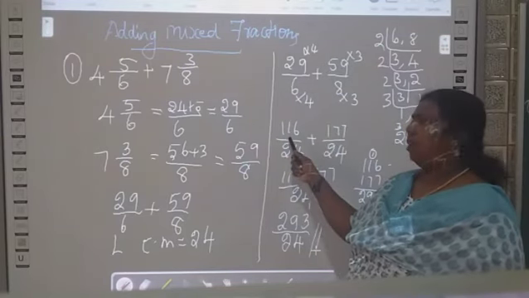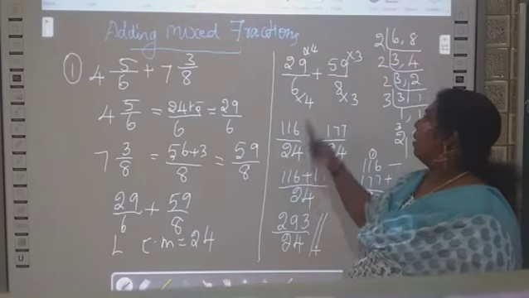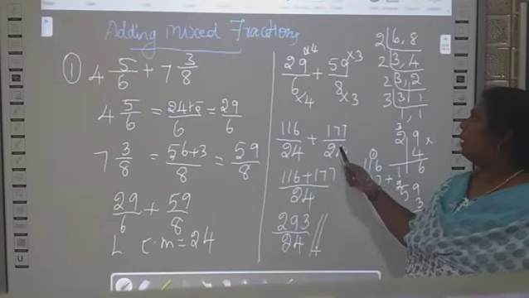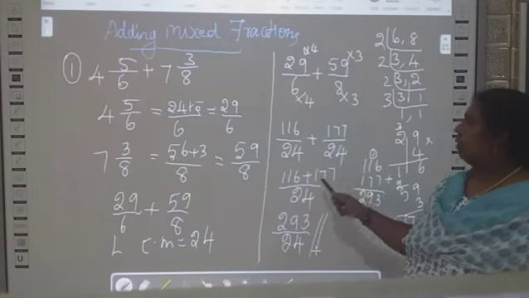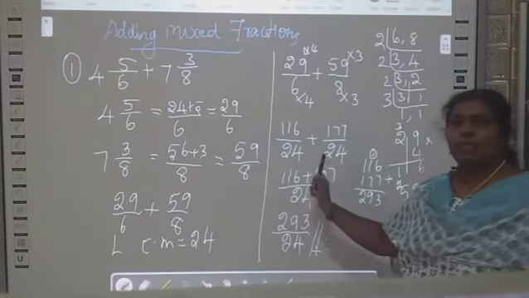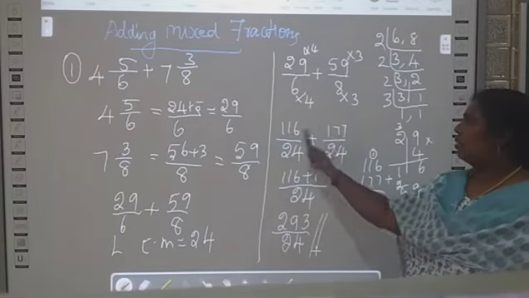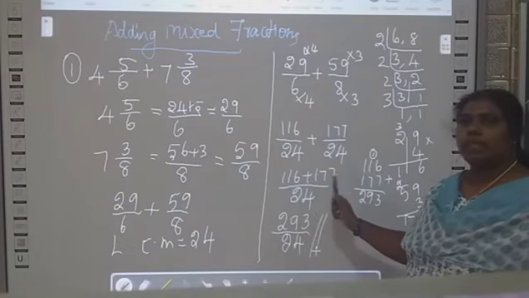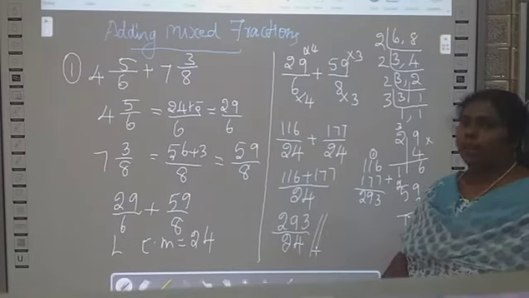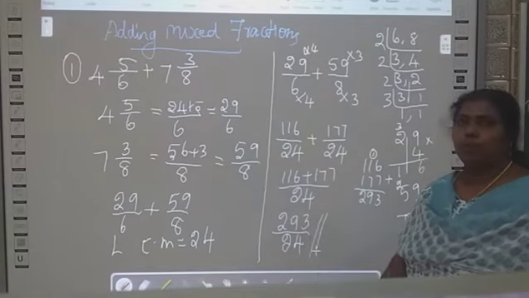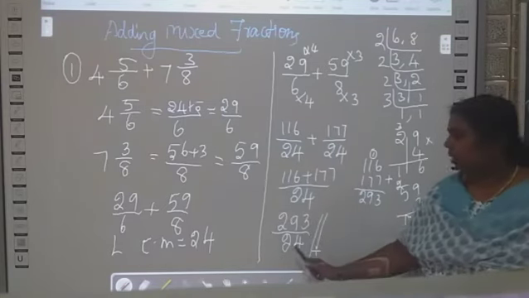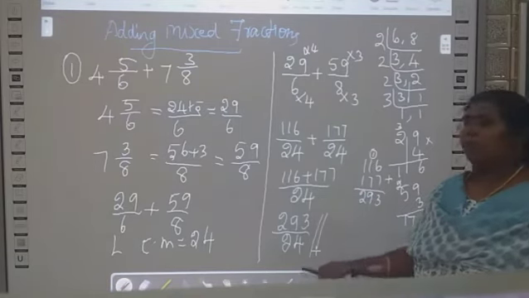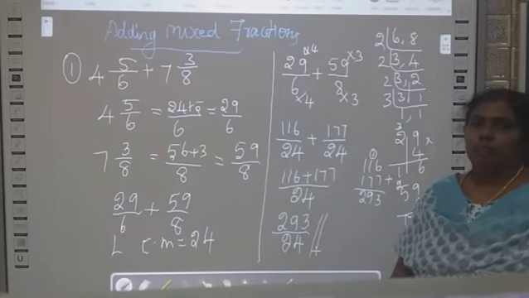29 into 4, we will get 116, divided by 6 times 4 is 24, plus 59 into 3, 177, divided by 8 times 3, 24. Next, you have to add. Now these two fractions are like fractions, so you have to add the numerators only. 116 plus 177 equals 293. 293 divided by 24. This is an improper fraction, isn't it? Now this improper fraction we have to make into a mixed number, right?